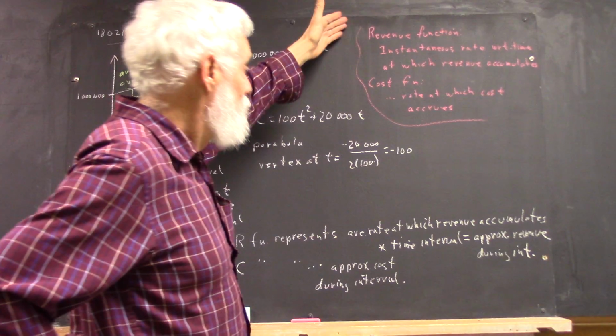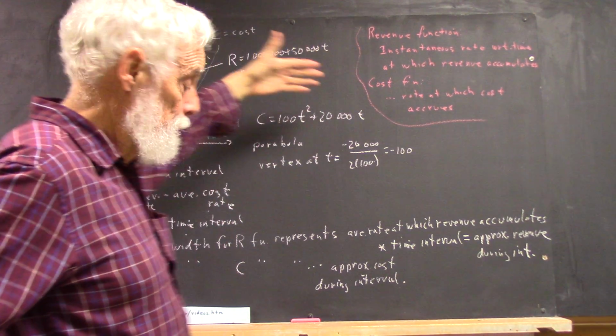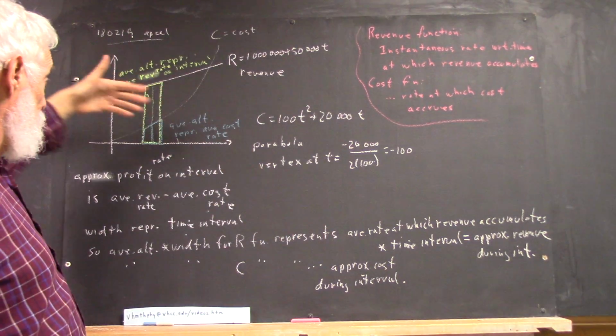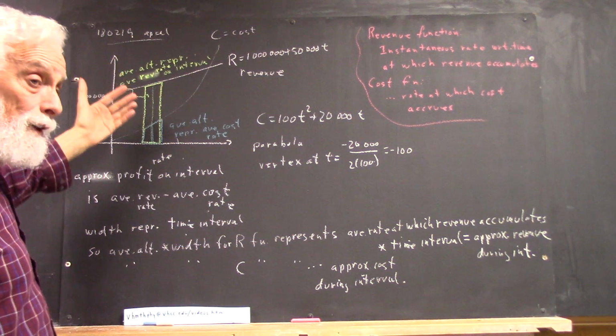So, these are the meanings. And keep this in mind when we talk about the meanings and the interpretation of trapezoids and regions of the graph.